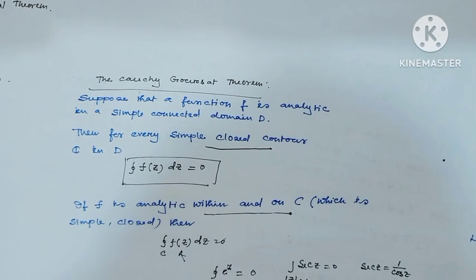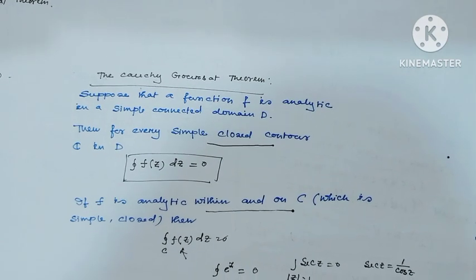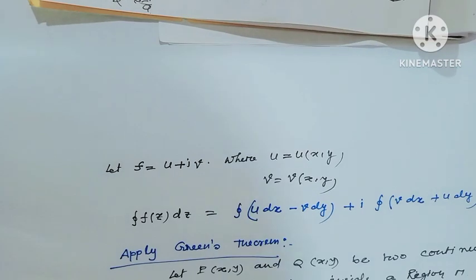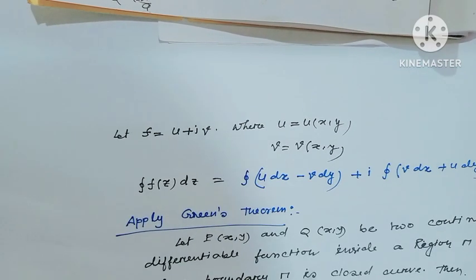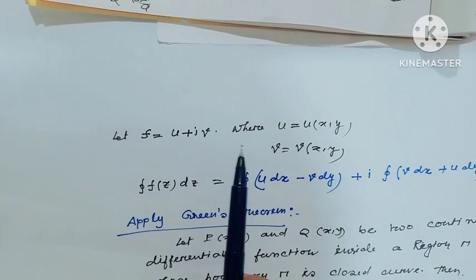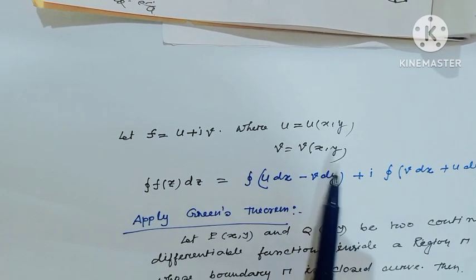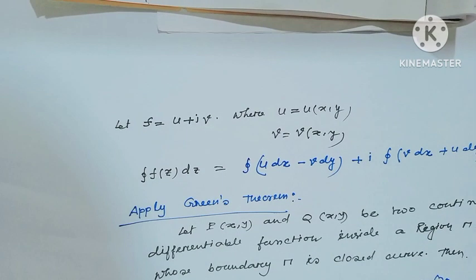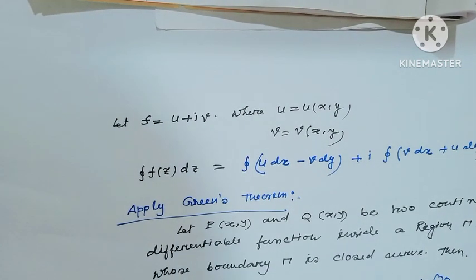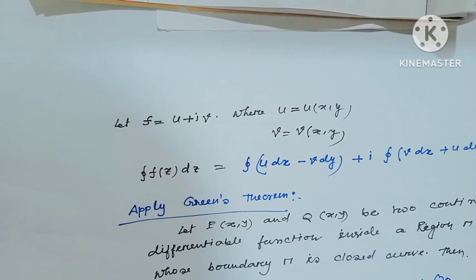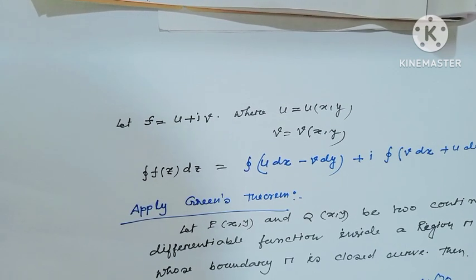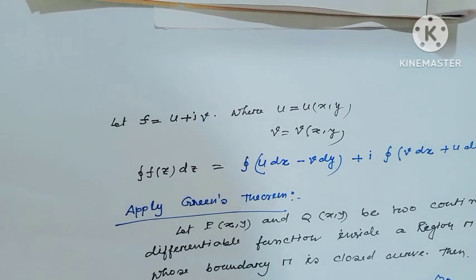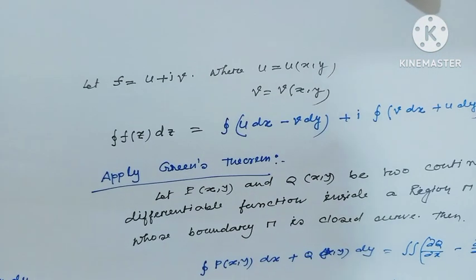I will see the proof of the Cauchy-Goursat theorem, and by Green's theorem, I will prove it. Let f = u + iv, where u = u(x,y) and v = v(x,y). Then the integral of f(z) dz means the integral of u dx minus v dy, plus i times the integral of v dx plus u dy. Now here apply Green's theorem.